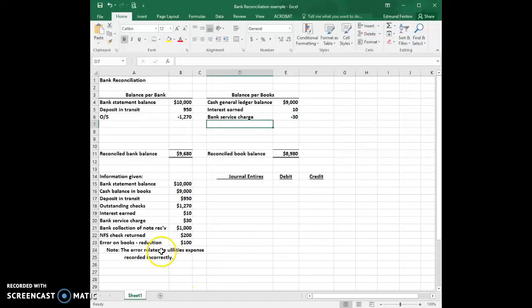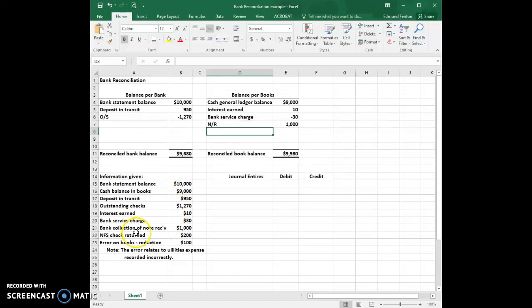The next one is where the bank collected a note receivable. So I'm going to put N/R here. Oops. Note receivable. Sometimes companies have lenders, people who borrowed money from the company, pay the bank directly. That gets the money into our bank account quicker, and this large amount will not have to be handled by someone in our company. So here we have $1,000 collected. That's going to be a plus number, $1,000.